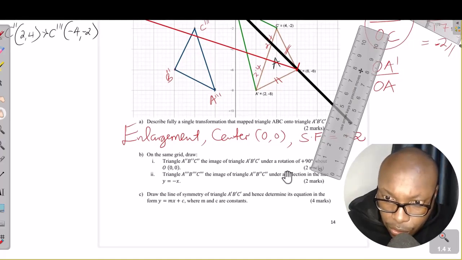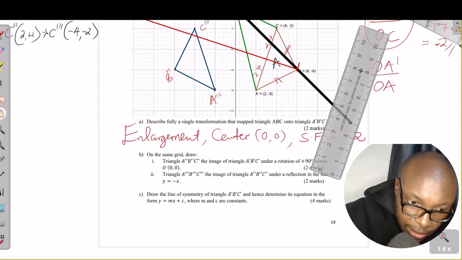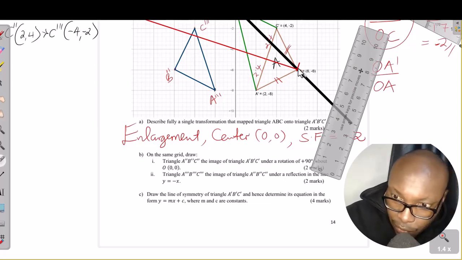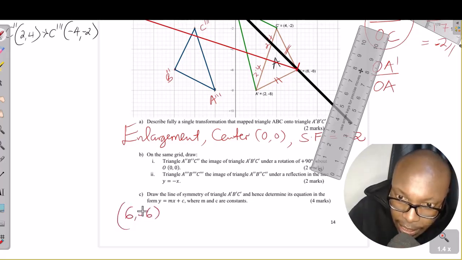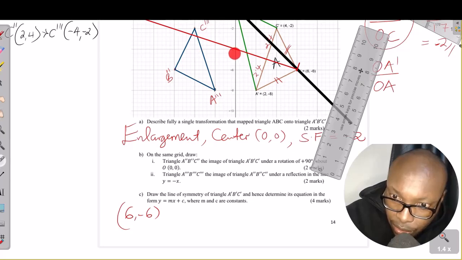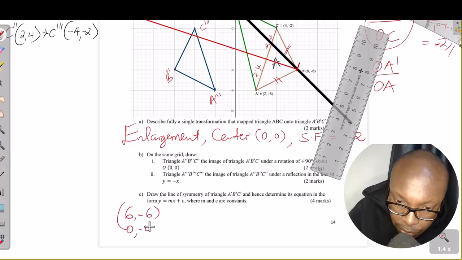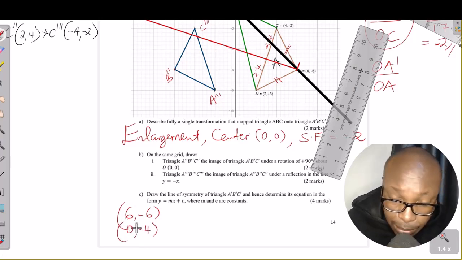To get the equation, we actually need just 2 points on that line, and identifying these points is very easy. The first point is here. This is point B, which is (6, -6). And then I have another point here, just any 2 points on that line. This is (0, -4). So these 2 points can help me get the equation.